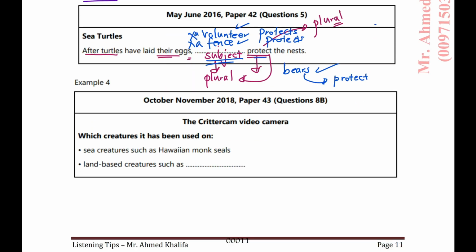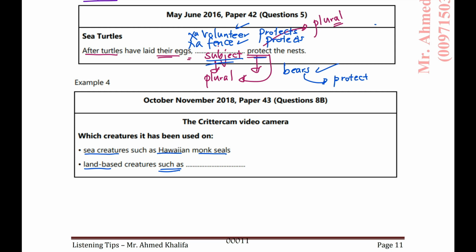The last example, number 4, is about decoding grammatical patterns. The critter cam video cameras, okay? Which creatures has it been used on? Sea creatures such as Hawaiian monk seals, and land-based creatures such as anything. So this example follows a clear, predictable pattern of language use.